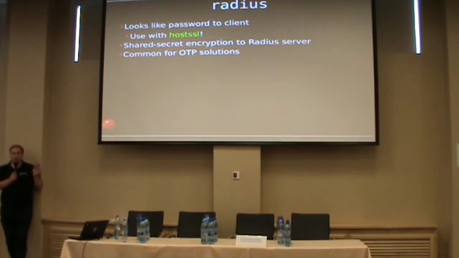Now this is a very common thing for OTP solutions today. If you have one of these little key fob things that generate random numbers, from RSA or Alaska or something like that, pretty much all of them ship with support for RADIUS out of the box. So you can just plug this into that, and now you have a one-time password to log into the database.